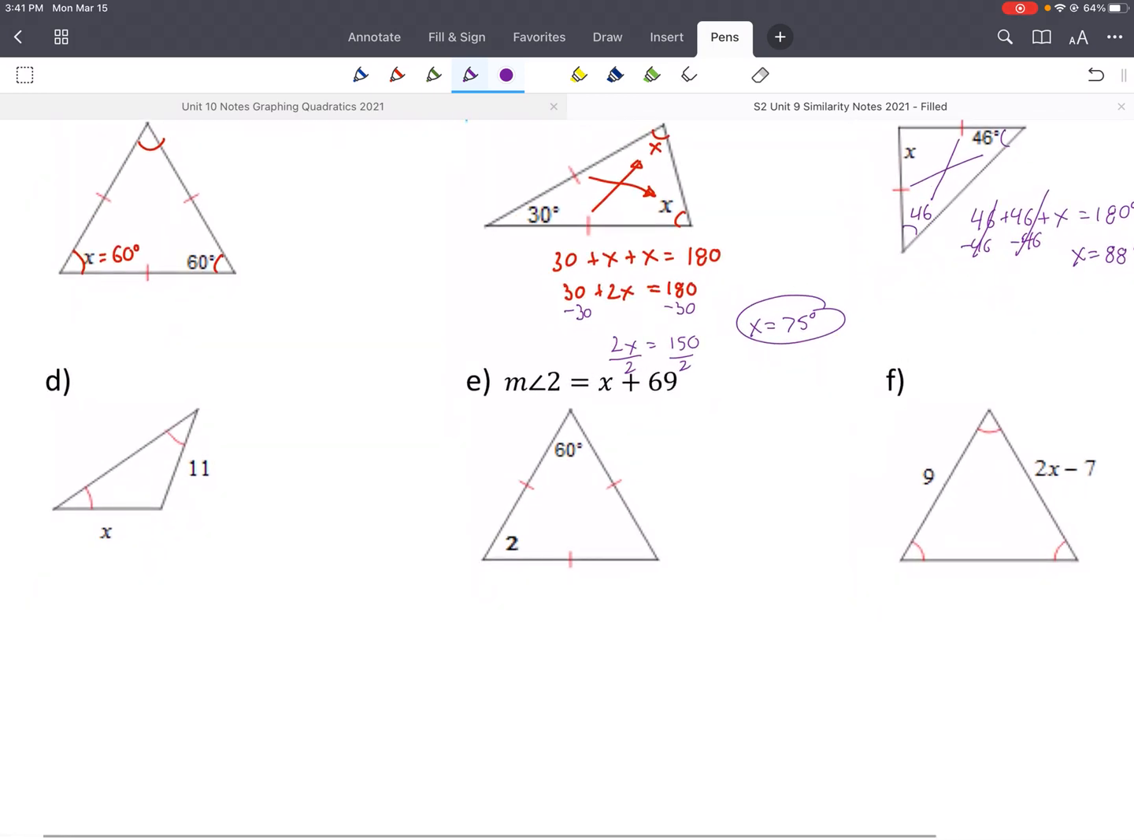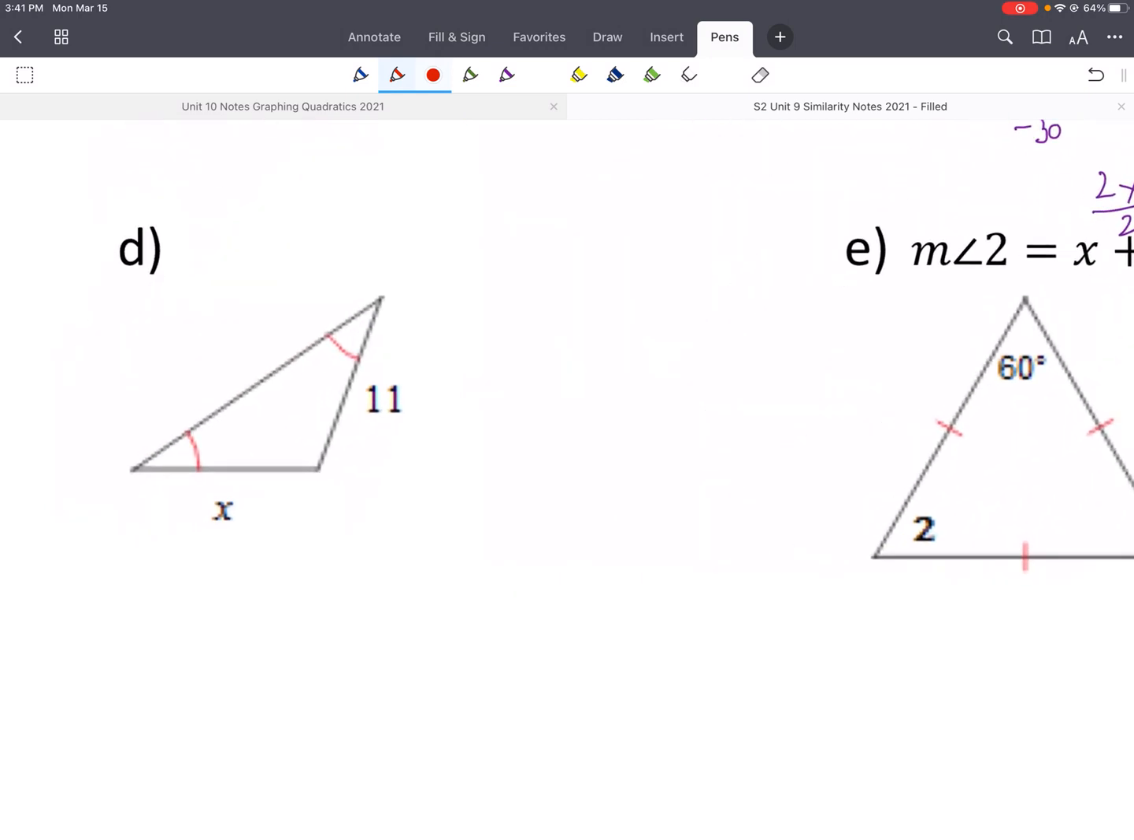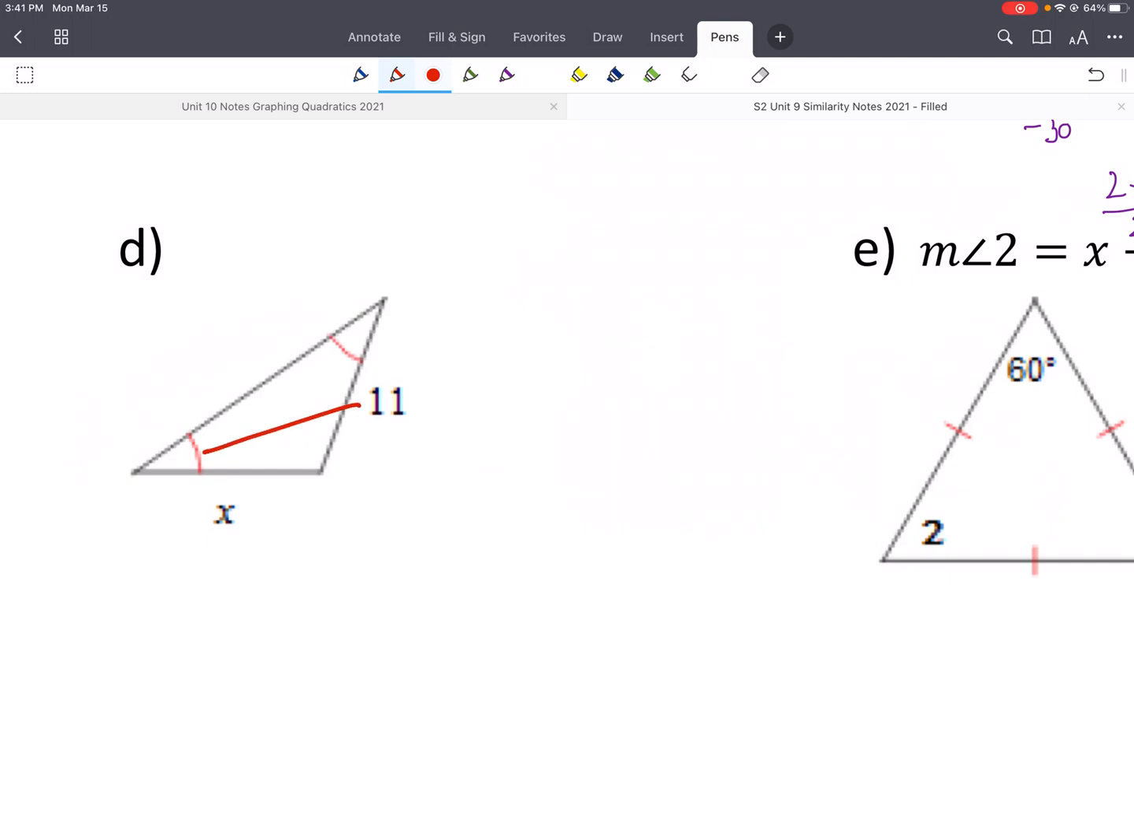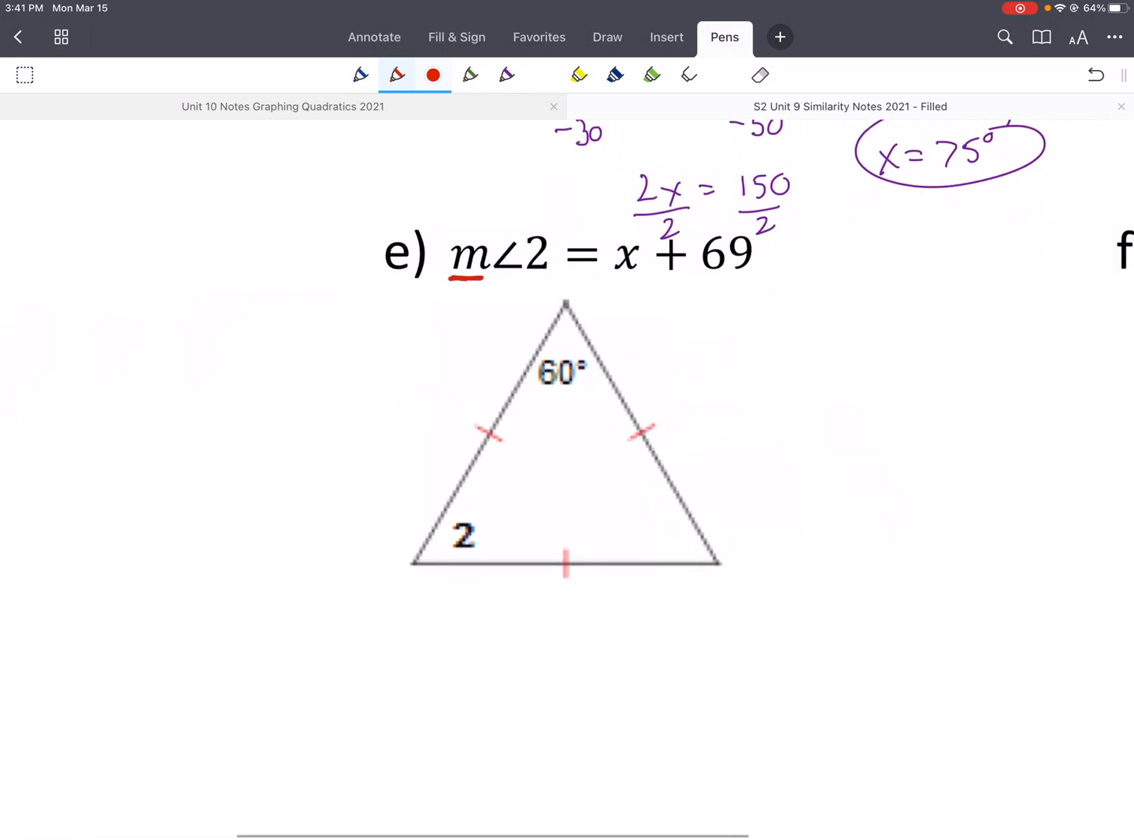Feel free to pause. If you feel like you've got it, let me know, or skip, but make sure you understand how to do all three of these. So again, this is isosceles, so we know that the opposite sides are also congruent. So this has got to be 11. Again, this is the measure of angle 2. That's this angle they want us to find. We know that this is an equilateral because all three sides are congruent, which means that all three angles have got to be 60 degrees.